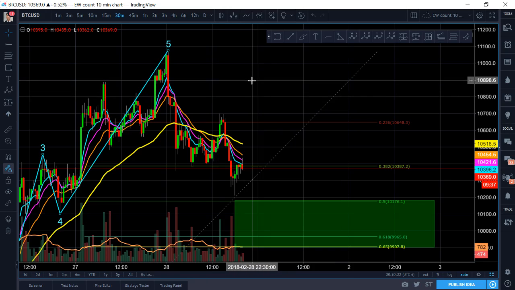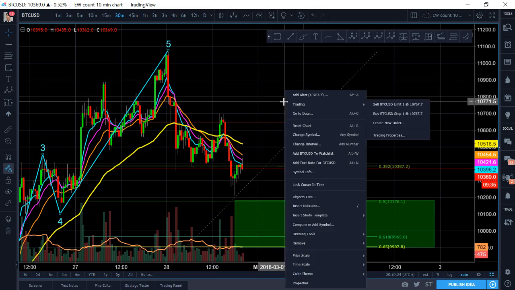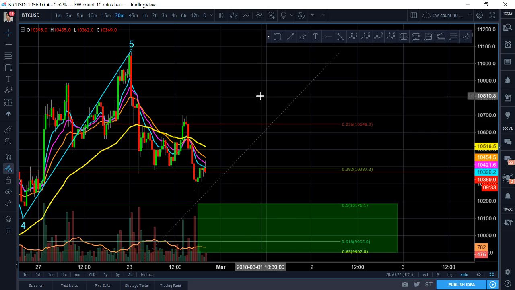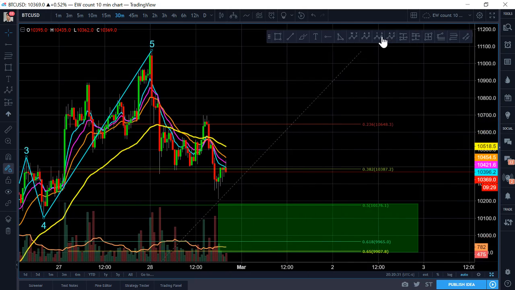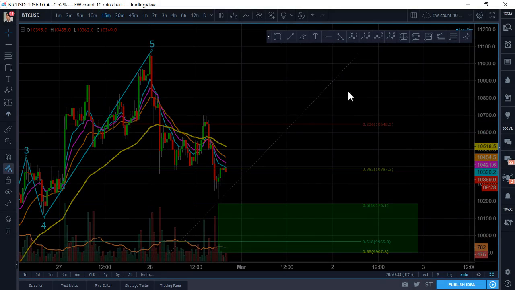In a very short term, I'm fairly bull biased, and because I'm bull biased, I'm going to get ready to play a position. So the way that I think this is working right now is like this. I'm going to break it down on the 15-minute chart.